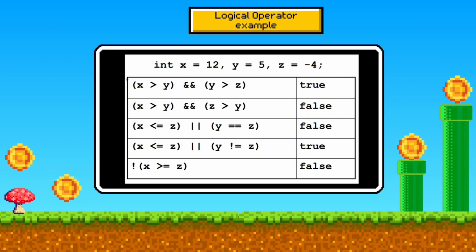Integer x equal to 12, integer y equal to 5, and integer z equal to -4. x greater than y and y greater than 7, the result must be false. x equal to y and z equal to y must result in false. If x less than or equal to z or y equal to z, the result is false. Next, x less than or equal to z or y not equal to z, the result must be true. And lastly, not x greater than z, the result must be false.